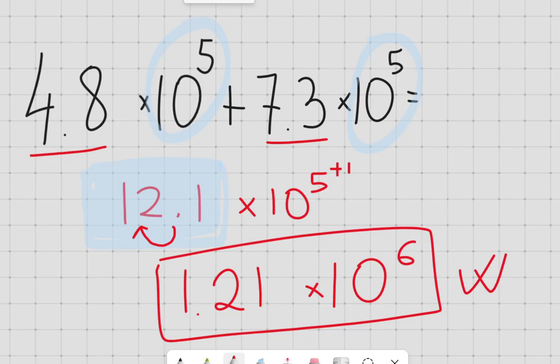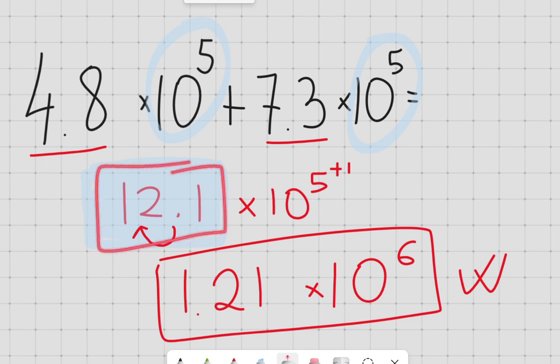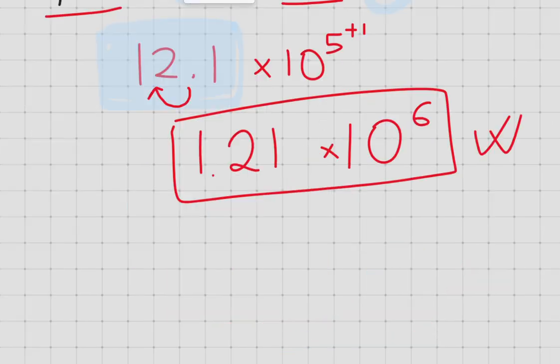So if they have the same exponent, we add the numbers. We added 4.8 and 7.3. We got 12.1. But 12.1 is not in scientific notation, so we wrote it as 1.21. But then our exponent, we have to raise it to 6. Excellent job, excellent job. Now let's try something else.